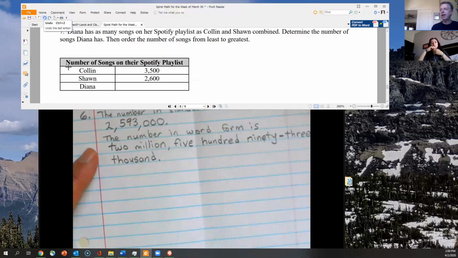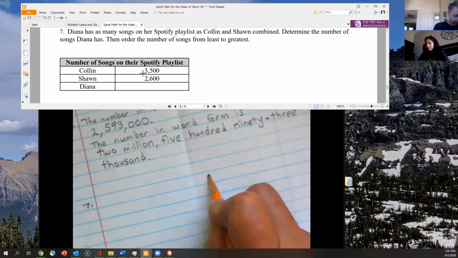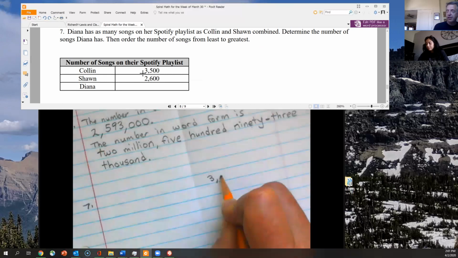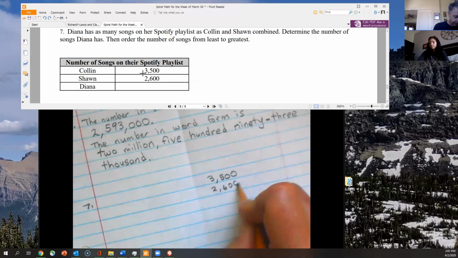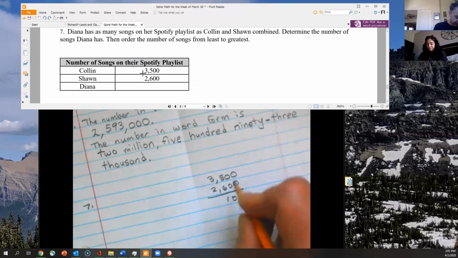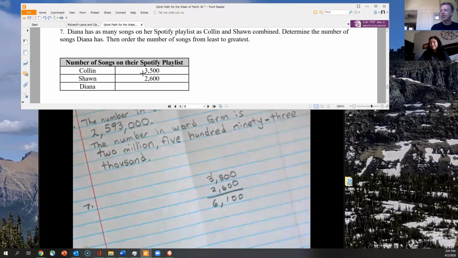I'm going to take a look at my table. Pretty easy. In order to find the number of songs for Diana, I just have to add Sean and Colin's number of songs. So let's do that right now on my work side here. I'll take the 3,500 that Colin has, and I'll take Sean's 2,600. Add them up. And it looks like, wow, Diana's got a big playlist. She's got 6,100 songs. That's going to last for a really long time.